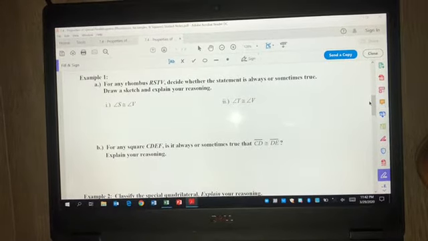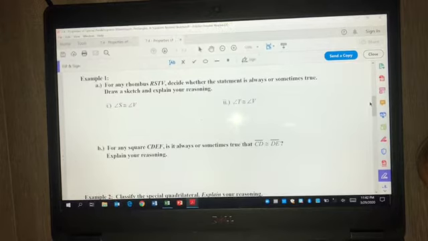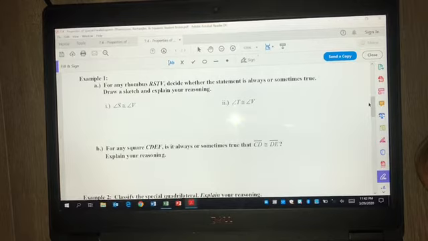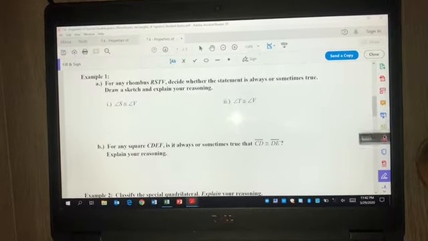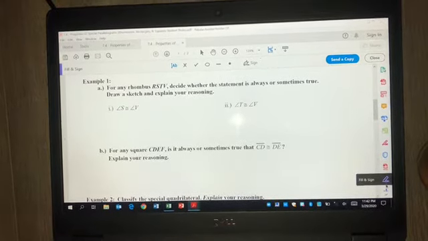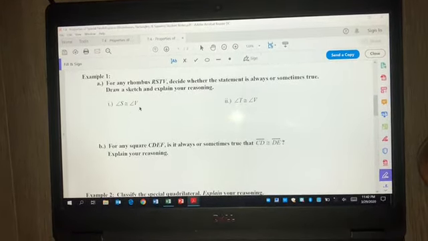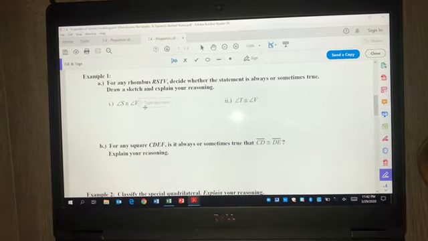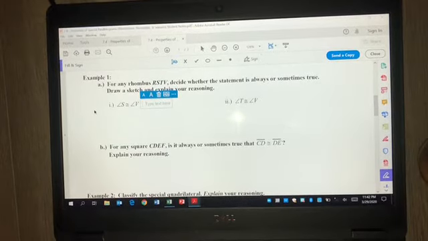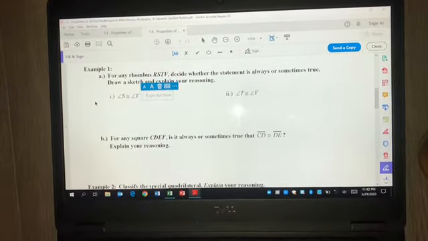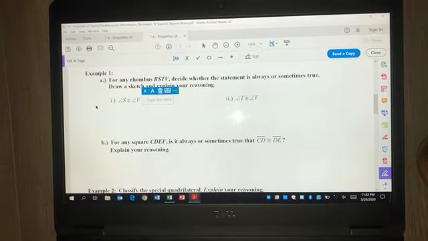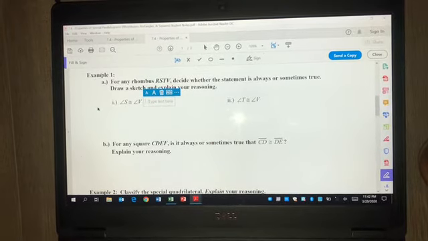Example 1: for any rhombus RSTV, decide whether the statement is always or sometimes true. Draw a sketch and explain your reasoning. I'm trying to figure out if I can draw on here, but for now I'll just verbalize with you. If we take a look at the rhombus RSTV, is it true that rhombuses are equiangular? The answer is no. They could be, but that doesn't make it a rhombus.